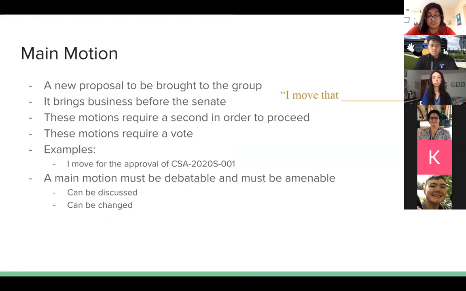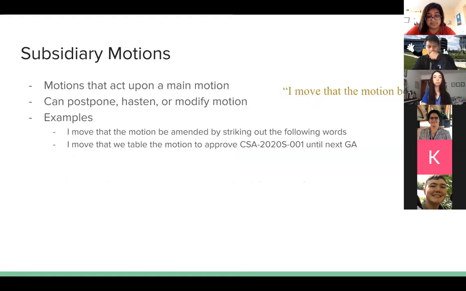So the main motion is the big initial motion, and it requires a second to proceed, as well as a vote to even discuss it. They can be discussed and can be amended, but the amendments can also be amended, and that's just the big thing that's being discussed.